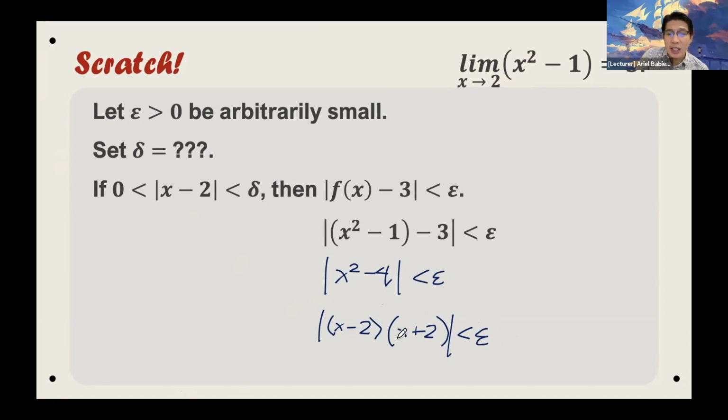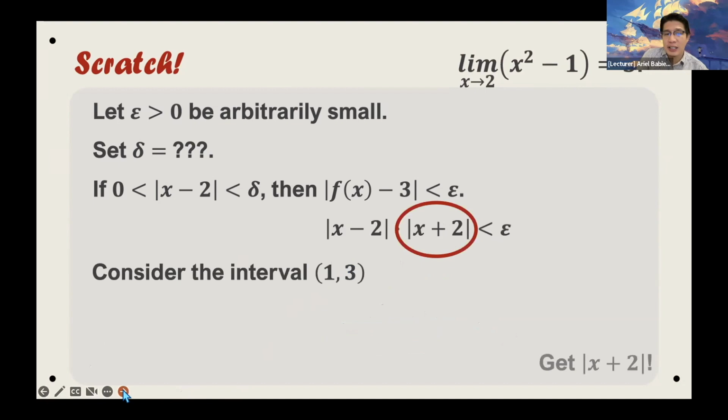Okay? Kaya mangyayari dyan, you have to bound absolute value of x plus 2. For the quadratic function, kailangan nyo magkaroon ng extra. At ito yon. The problem is how to bound absolute value of x plus 2. So ibig sabihin, you need to get absolute value of x plus 2. Okay? How do you do that? Ang gusto raw natin ay yung mga values around 2. Diba? Yan ang gusto natin. A natin ay equal sa 2.